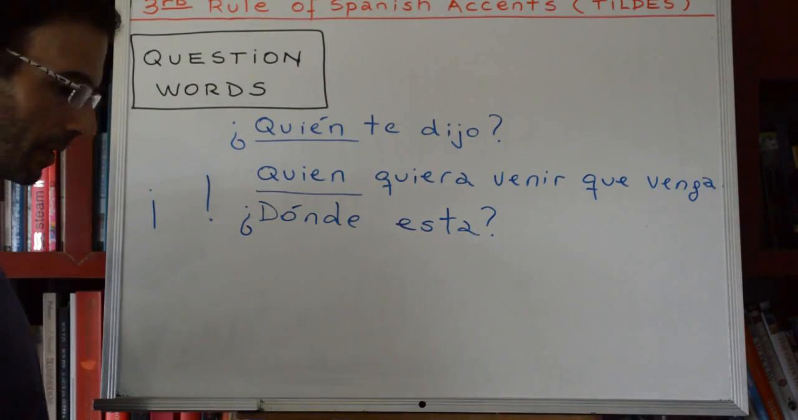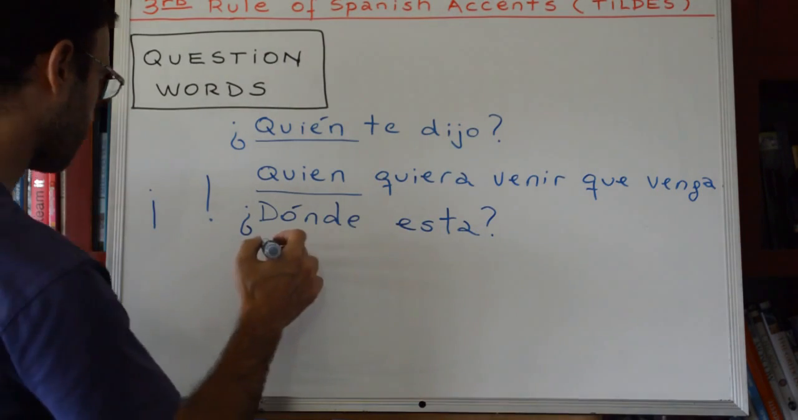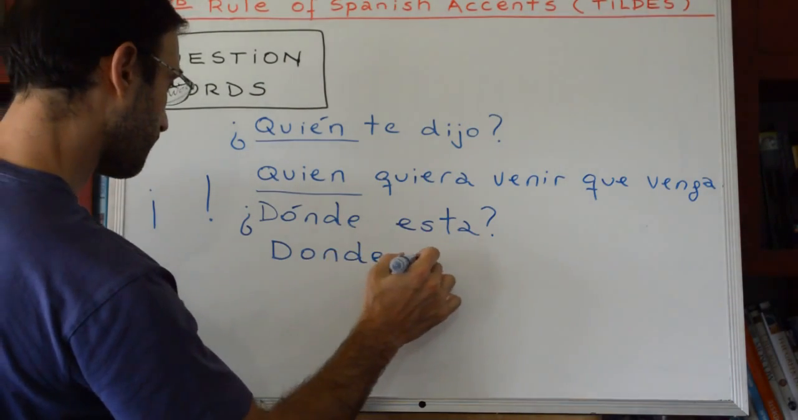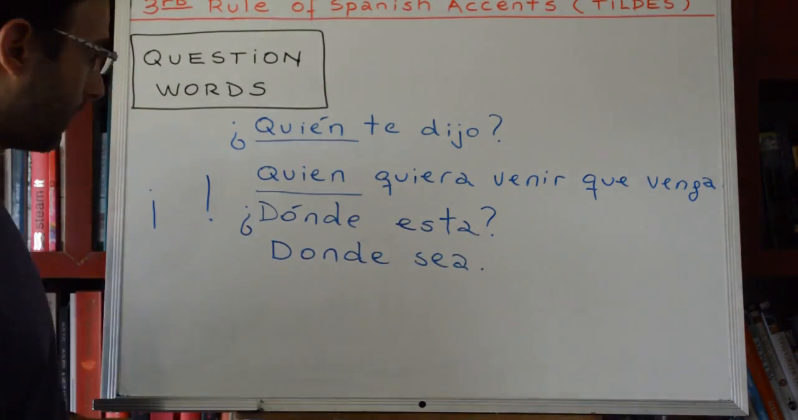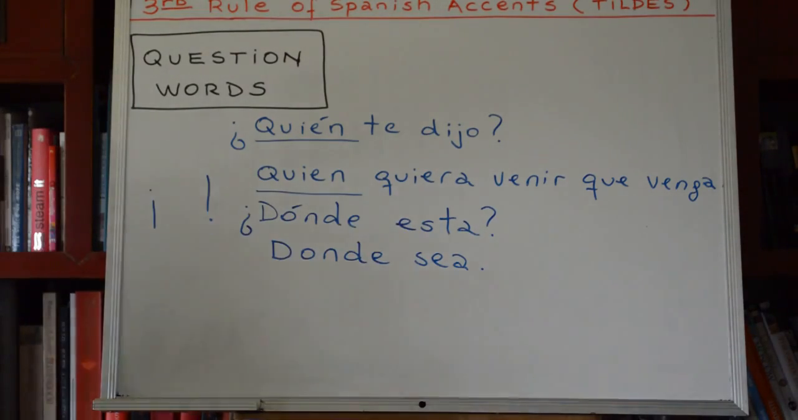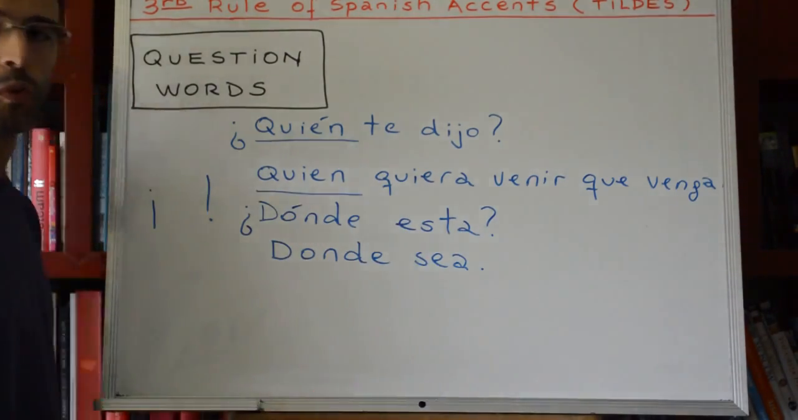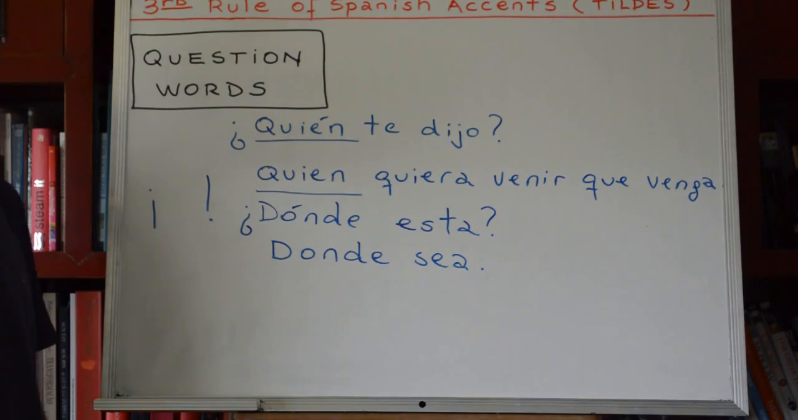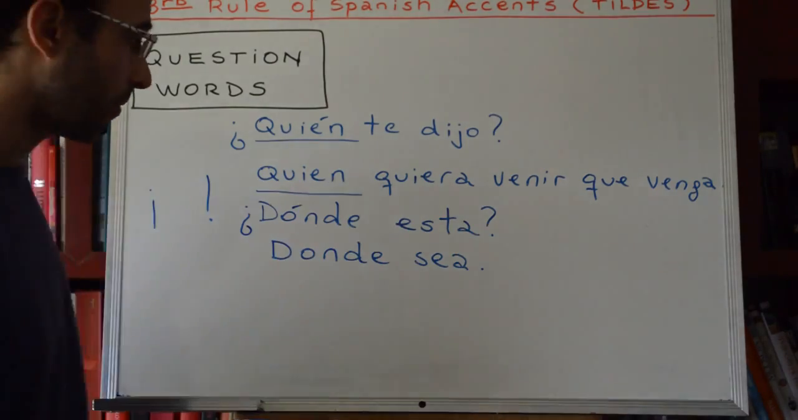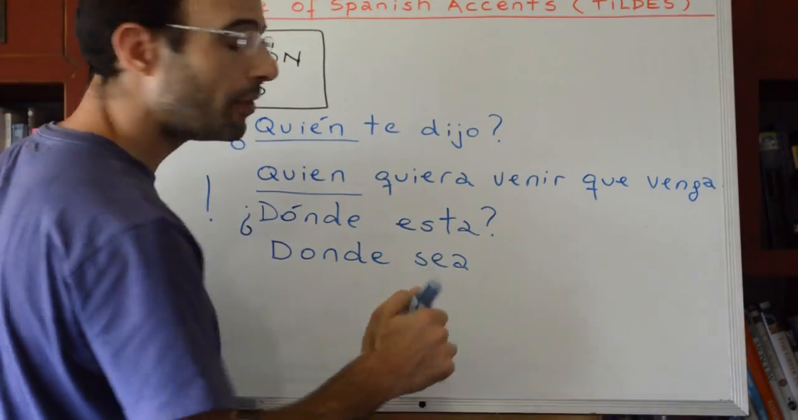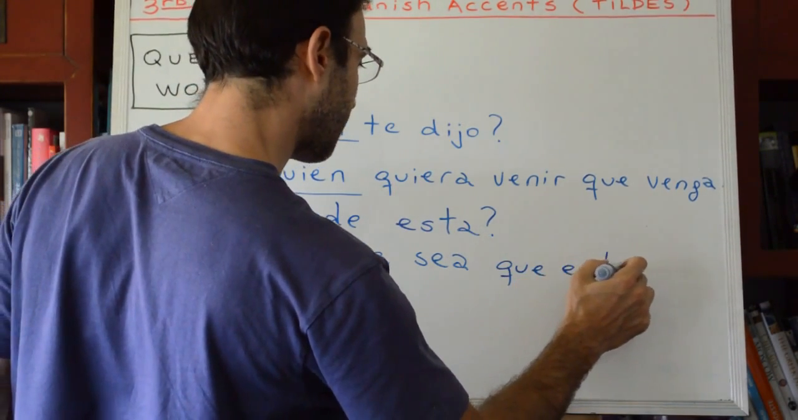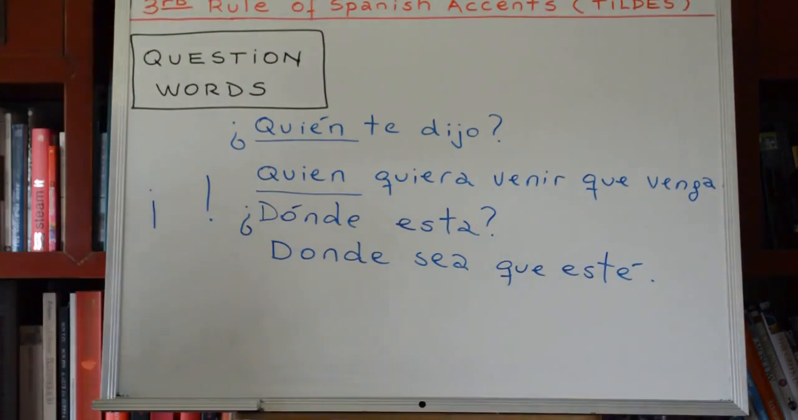Let's see. Donde sea, for example, okay? Donde sea. This means wherever, or whatever, okay? So, wherever is donde sea. This is not a question, so there is no tilde here. Wherever it is. Wherever it may be. Donde sea que esté. Wherever it may be.